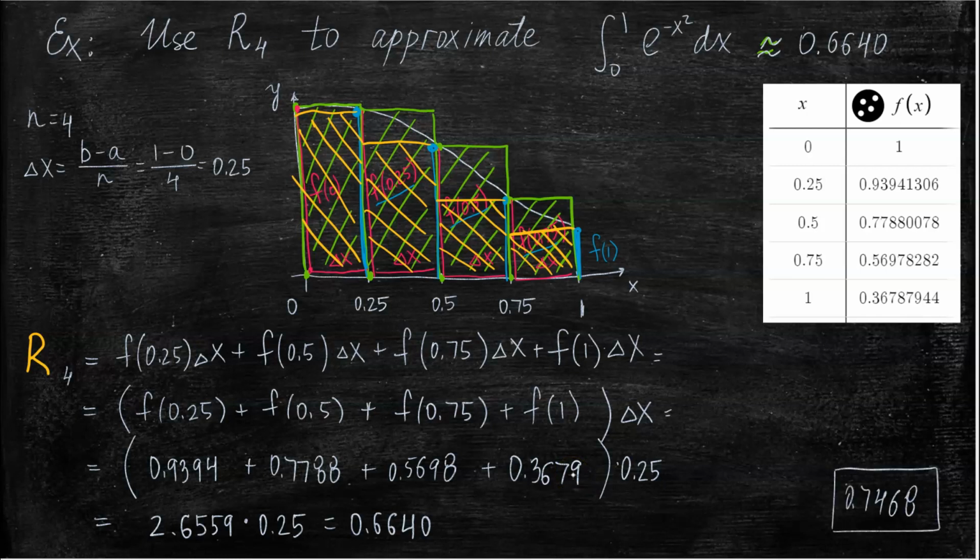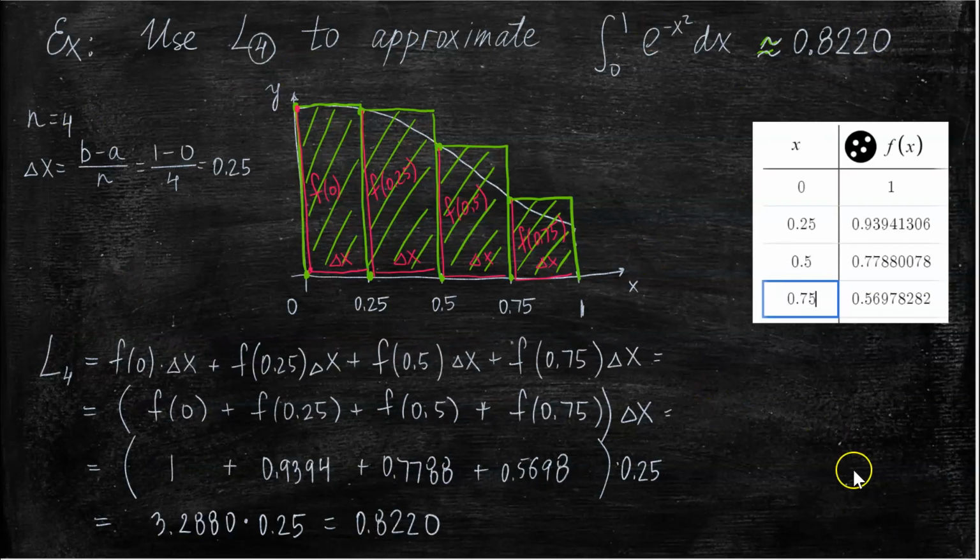So that's the actual answer. And what do we notice here? We notice that the right endpoint is under by 0.08, and the left endpoint is actually above by about the same 0.08 or so. But both of them are more or less of the same accuracy.